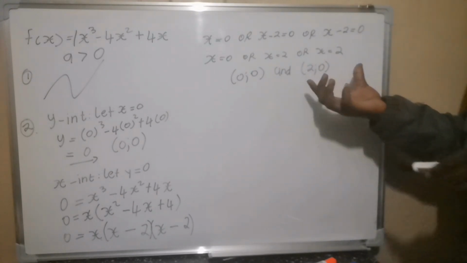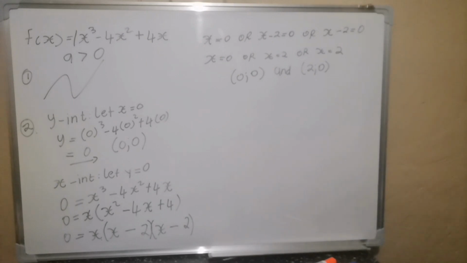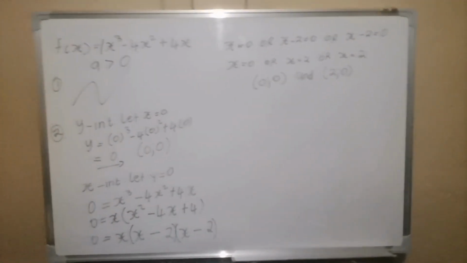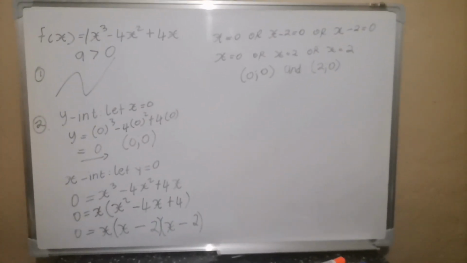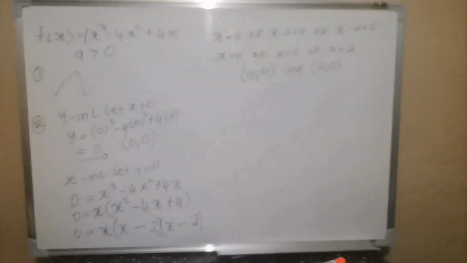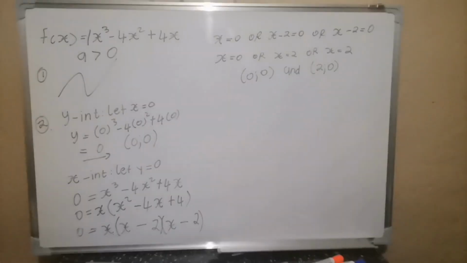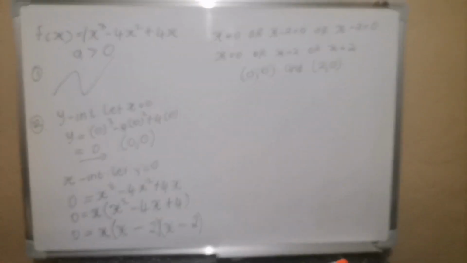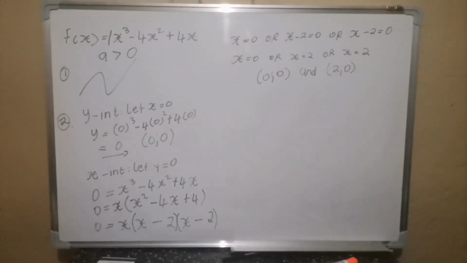Now let us find step number 3. Remember, step number 3, you must find the coordinates of a stationary point. It's so simple to find them. Remember, step number 3, coordinates of our stationary point.